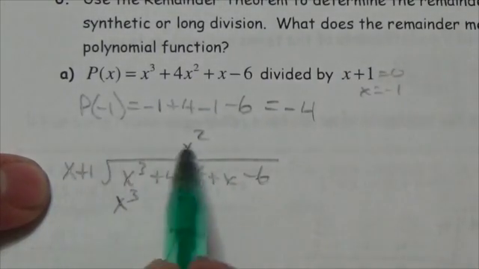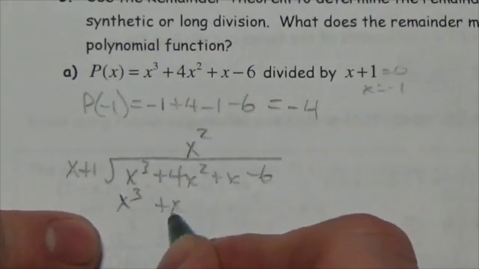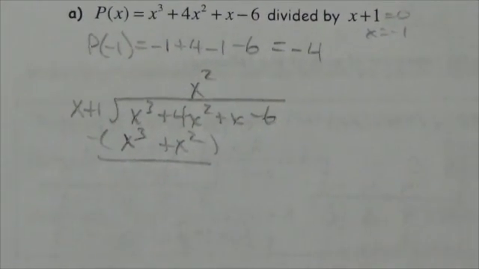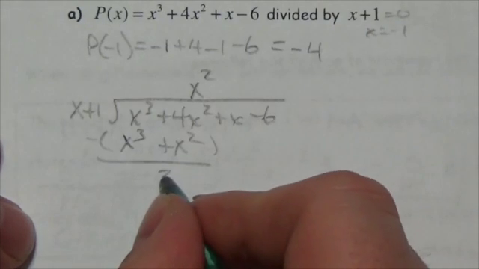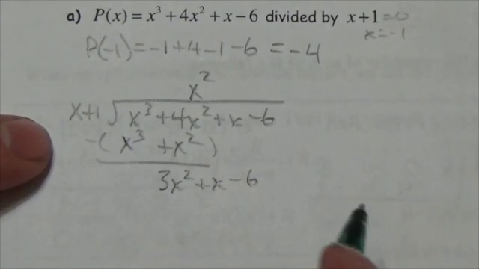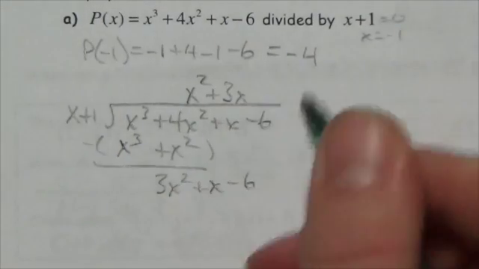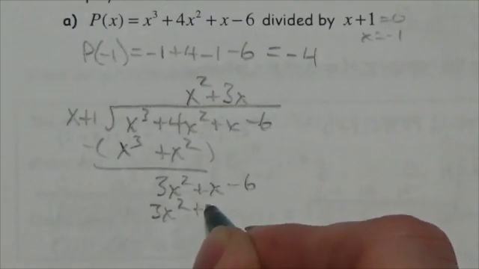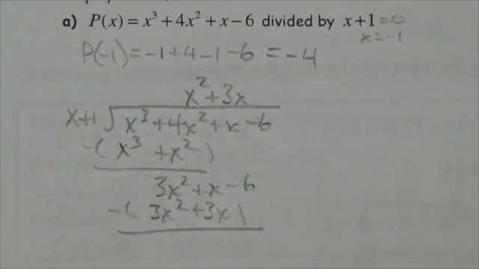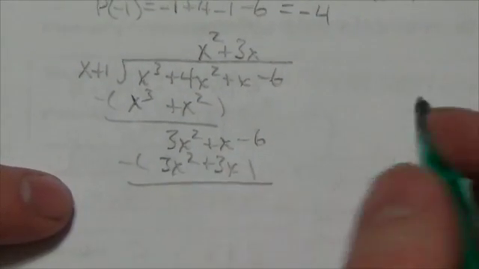I distribute this to both terms in the divisor. So x cubed plus x squared, and then you subtract. So the x cubes go away, that's exactly what I wanted, and then I've got 4x squared minus x squared, so 3x squared. And then bring down the x and the negative 6. I start again. 3x squared, and there's an x there, so I'm going to have to multiply that by 3x. So 3x squared plus 3x. Subtract. The higher degree terms go away, and I know they will, because that's why I made those choices, to get rid of that.